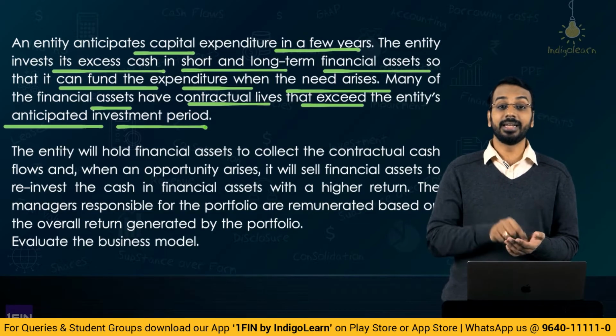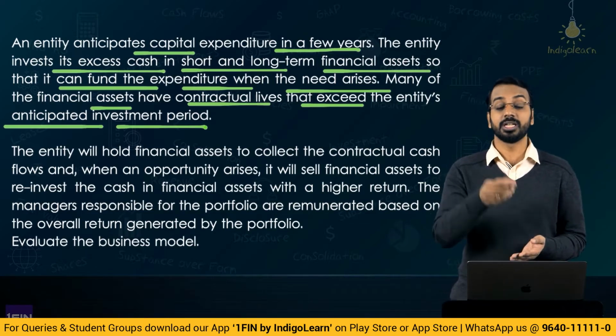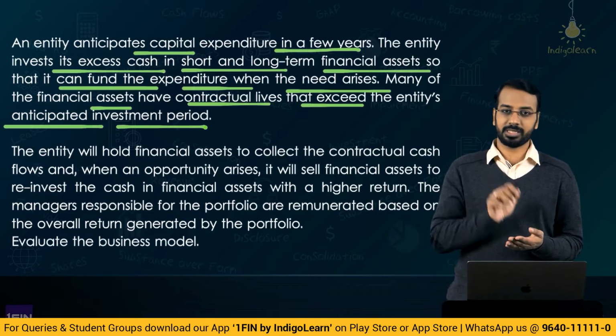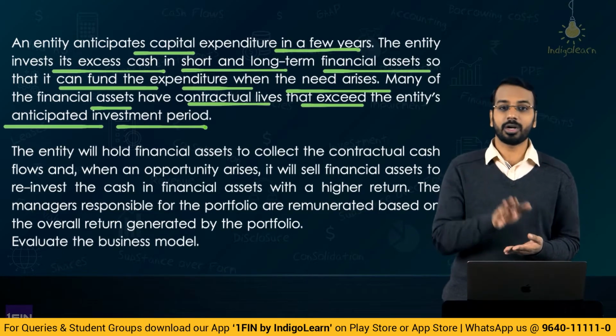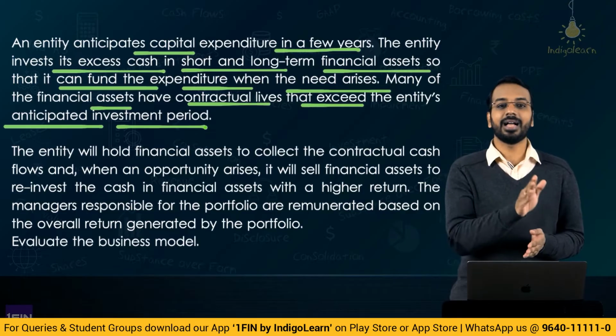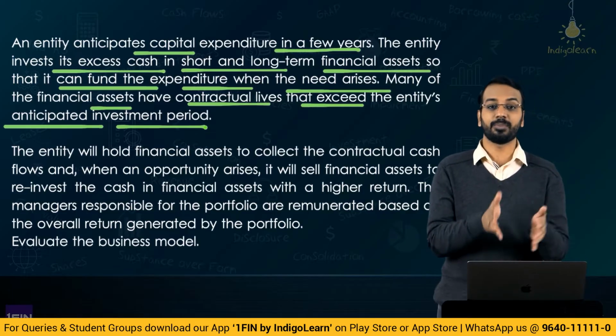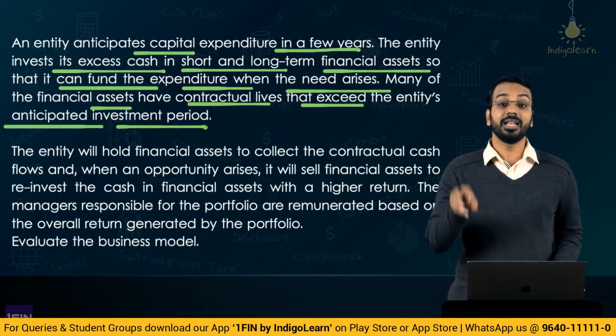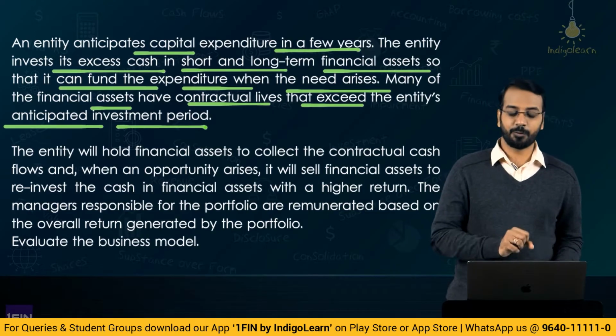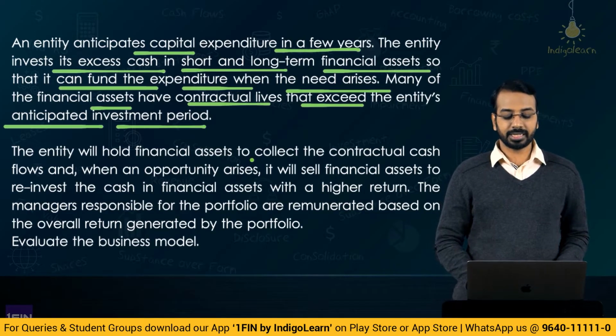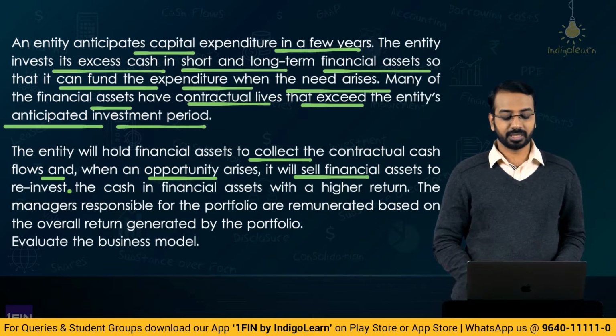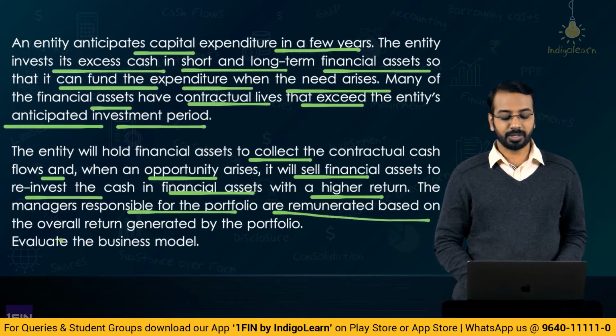So here the entity will get contractual cash flows by way of interest, first thing. And second thing, they will get cash flows by selling the asset. So here we have come to a first example where the entity will sell the asset and get the cash flows. The entity will hold financial assets to collect the contractual cash flows, and when an opportunity arises, it will sell financial assets to reinvest the cash in financial assets with a higher return. The managers responsible for the portfolio are remunerated based on the overall return generated by the portfolio.